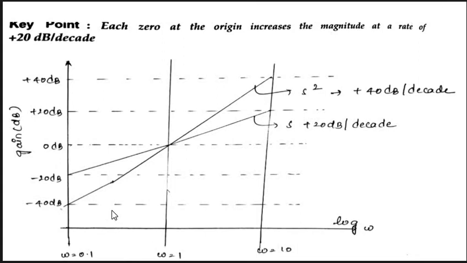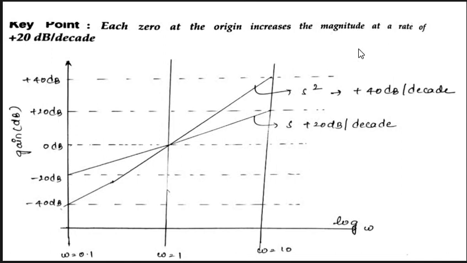Next, two zeros are there at the origin, that is s square. That means 2 into 20, plus 40 dB per decade, and at omega equal to 1 we want to intersect the 0 dB line. So we start at minus 40, increasing 40 dB per decade, and it reaches 0 at omega equal to 1. Next decade 0 to plus 40, next decade plus 40 to plus 80, and the next plus 80 to plus 120, like that, increasing 40 dB per decade.